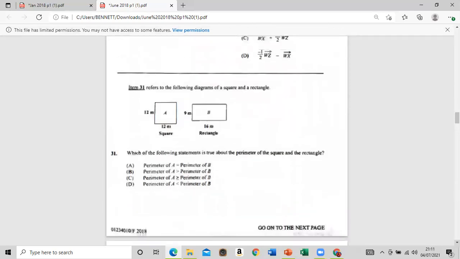Question 31 refers to the following diagram of a square and a rectangle. Which of the following statements is true about the perimeter of the square and the rectangle? Now we have to work out the perimeter. Remember that each one, just work them out and see. So we say 12 plus 12, so the perimeter here, then work out the next one. 16 and 16 is 32.